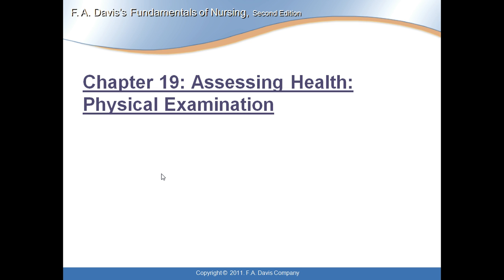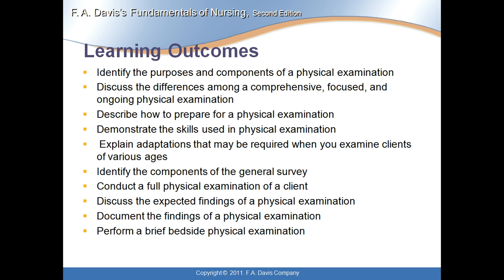So here we go. For chapter 19, assessing health and physical examination, the learning outcomes: I want you to be able to identify the purposes and components of a physical examination. I want you to be able to discuss the differences among a comprehensive, focused, and ongoing physical examination. Be able to describe how to prepare for a physical examination and demonstrate the skills used in a physical examination. Explain adaptations that may be required when you examine clients of various ages and identify the components of a general survey. You'll be able to conduct a full physical examination of a patient and discuss the expected findings of a physical examination. You should be able to document the findings of a physical examination and perform a brief bedside physical examination. So there's a lot to learn, and we'll be covering about 95 slides, so bear with me.